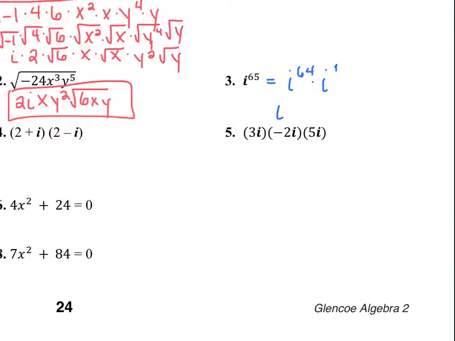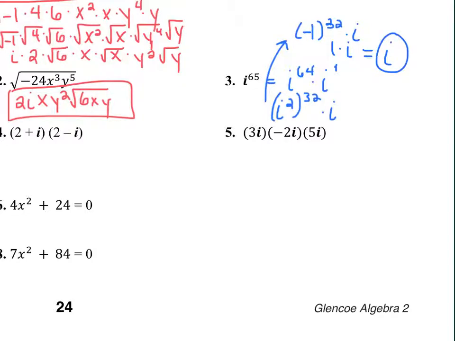Then i to the 64th, we're going to figure out how many i squareds are in that. So i squared to what power would give me 64? And that's to the 32nd power. Still times i. Then, I'm going to move up here, i squared is equal to -1. Still need to take that, though, to the 32nd power, times i. If you take a negative number 32 times, an even number of times, it becomes positive. So it's -1 to the 32nd power is +1 times i, which gives us a final answer of i.